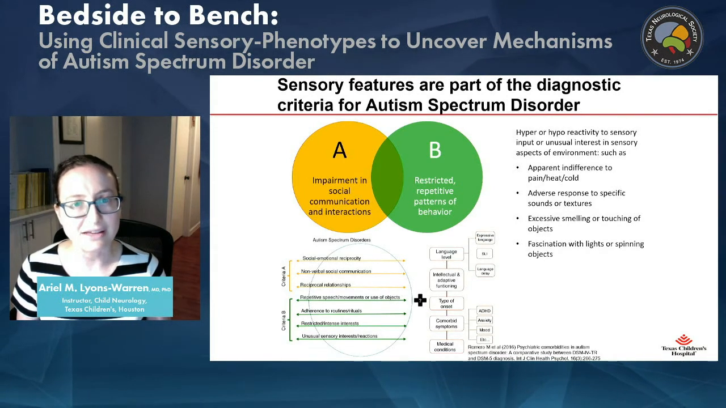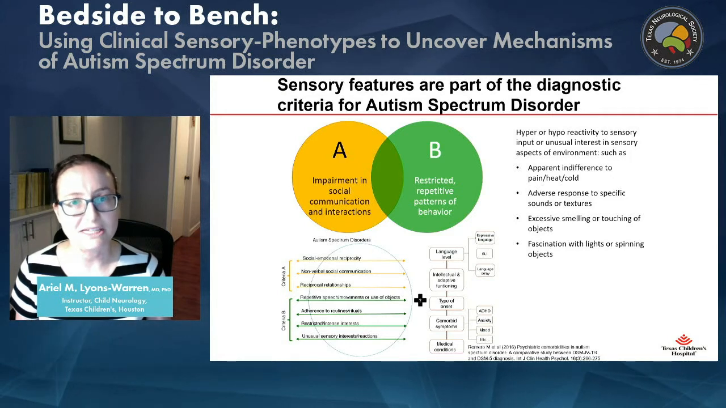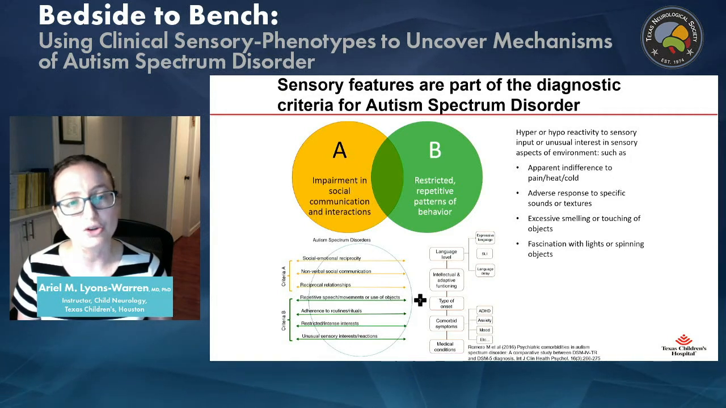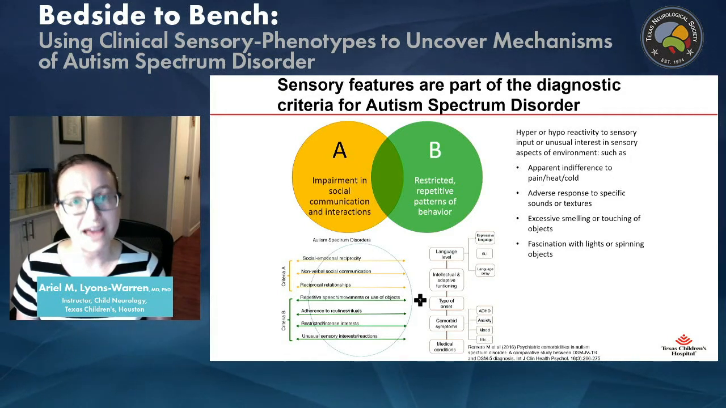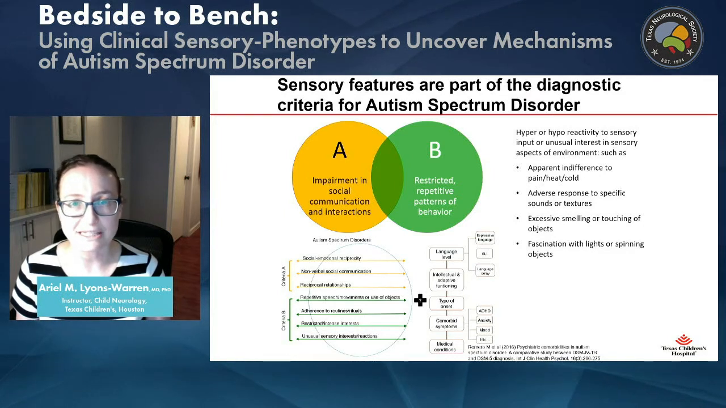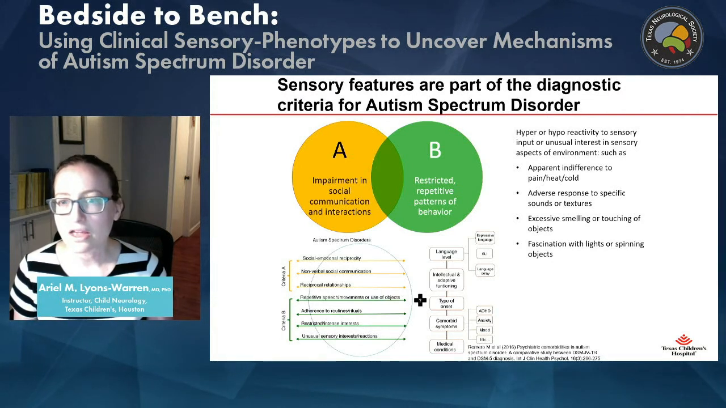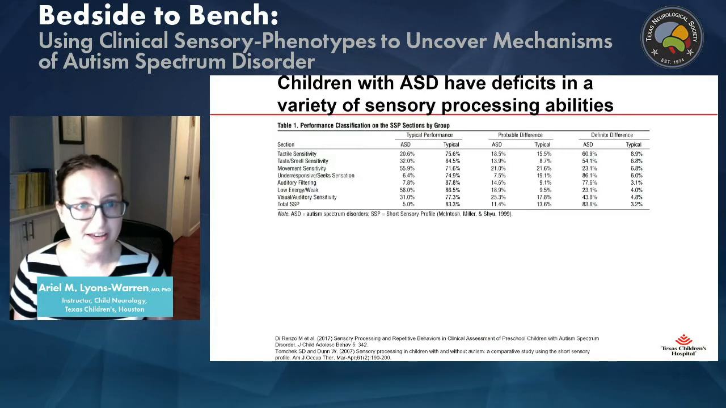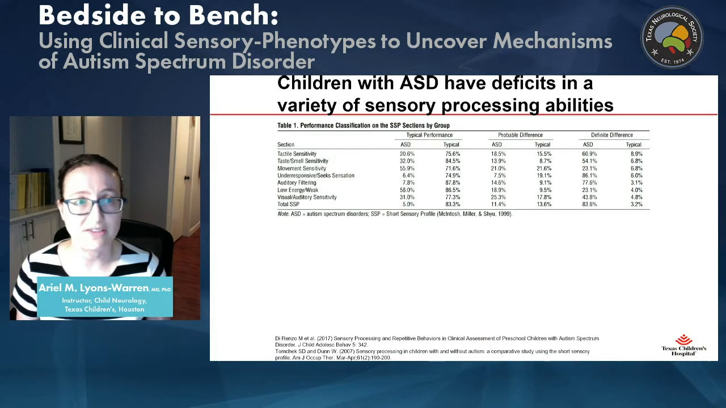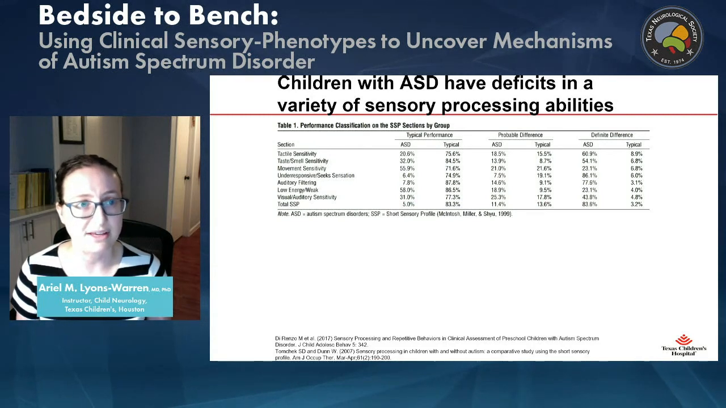And here is the text, specifically from the DSM, of what they mean by unusual sensory interests, which is hyper or hyporeactivity to sensory input or unusual interest in sensory aspects in the environment. And then they have some examples. It is well documented in the literature, and I'm just going to show you a few examples here, that children with autism have deficits in a variety of sensory processing abilities.